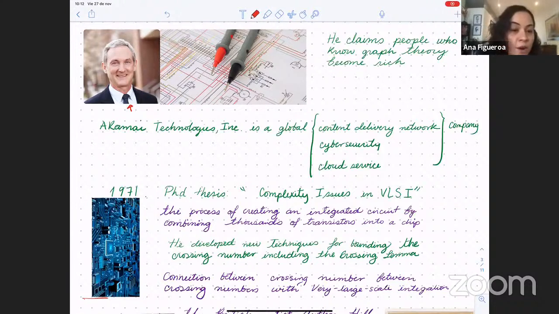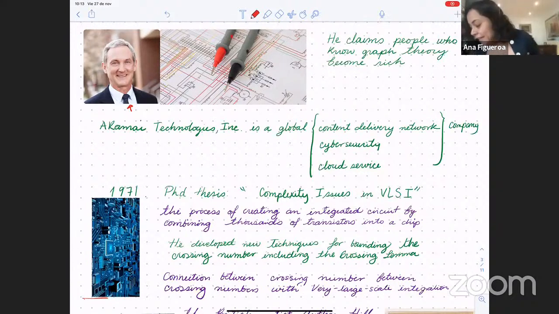He is the CEO of Akamai Technologies, a global content delivery network, cybersecurity, and cloud service company. It's a huge company that gives service to Microsoft, to Google, to Apple, etc. He's a very rich man. He's also a professor at MIT, and I hate him because he claims in every class when he talks about graph theory in this open course web that people who know graph theory become rich.